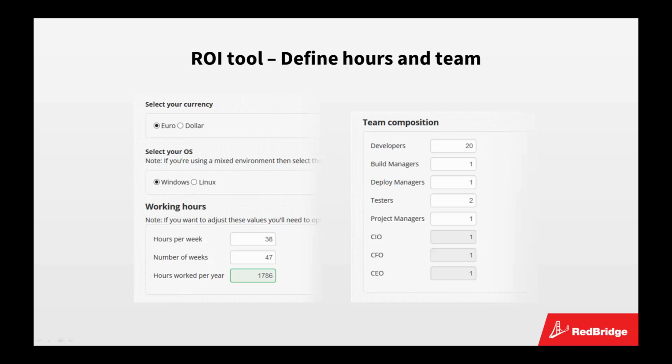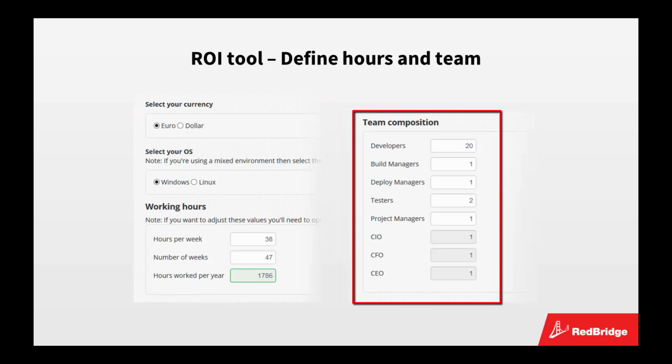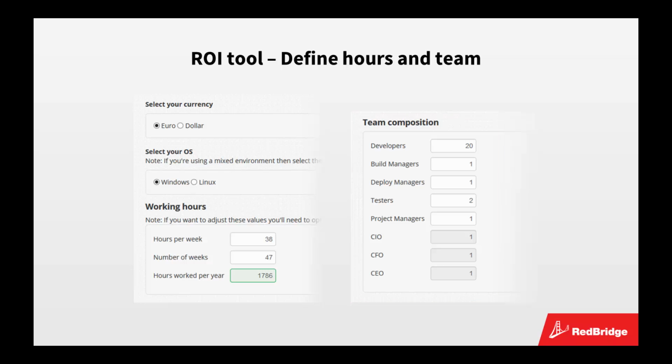In the first section of the tool, you can specify your currency, your operating system, the average number of working hours and weeks per year, and the composition of your team. After having entered this information, you can immediately generate a conclusion based on average costs and percentages. The calculation is based on a standard installation with 1 server and 4 agents. With a 5-year license, the license cost will be approximately 90k and the implementation cost will be limited to 5k.